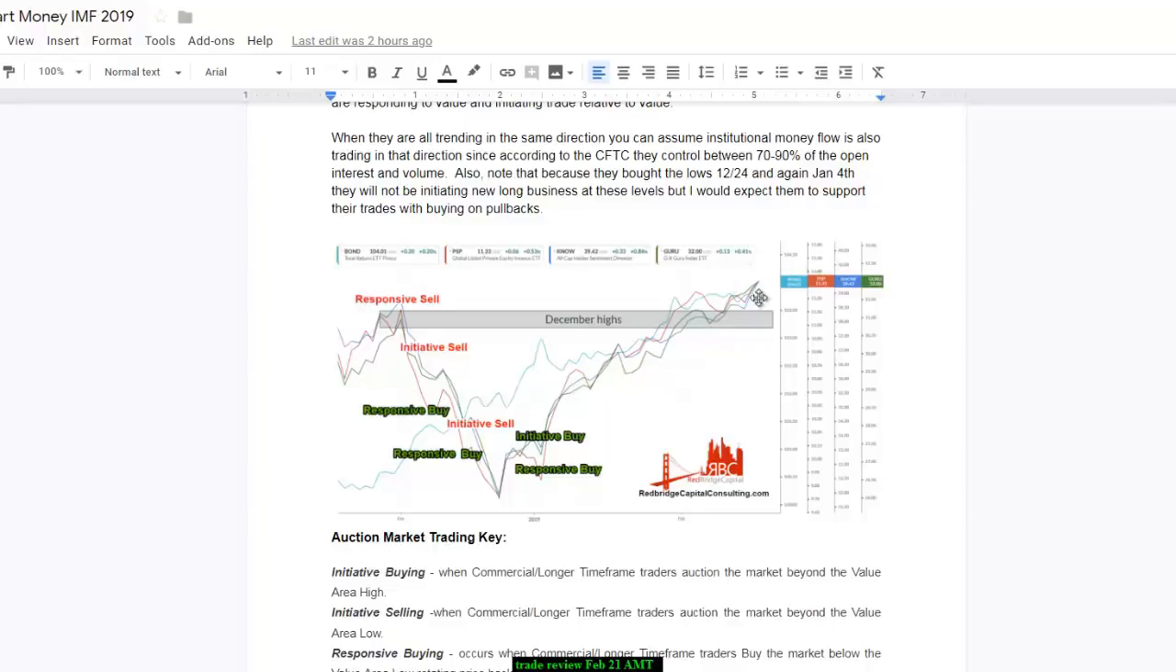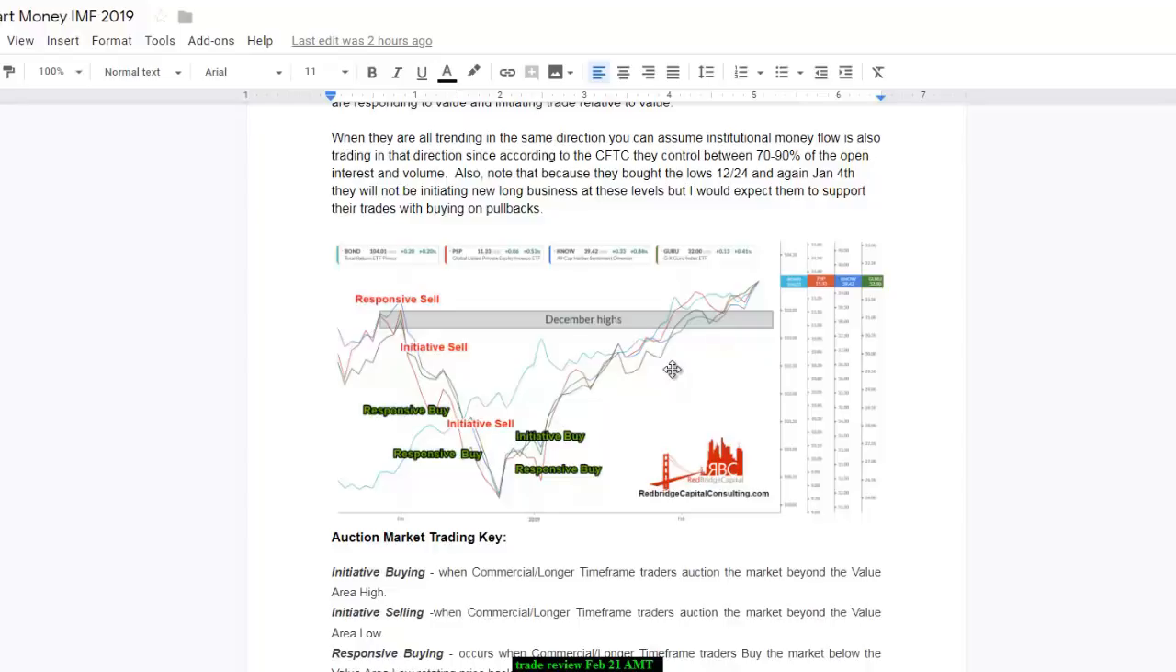And now that we're up at these levels above December highs, these institutions are no longer going to press for larger positions. They're going to manage their risk, manage their profits basically here, which means that if there is a reasonable pullback as we're getting today in the market, they should defend these buys by adding or buying on the pullback. And that's exactly what we should do.